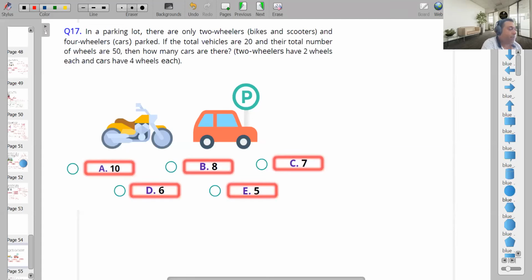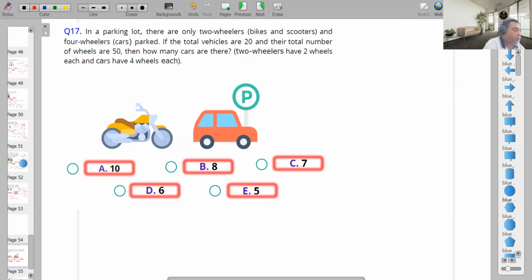Question 17. In a parking lot, there are only two-wheelers, bikes and scooters, and four-wheelers parked. If the total vehicles are 20 and the total number of wheels are 50, then how many cars are there? Two-wheelers have two wheels and cars have four wheels each. Okay, this is a typical rabbit and chicken kind of a question where we solve by assumption.